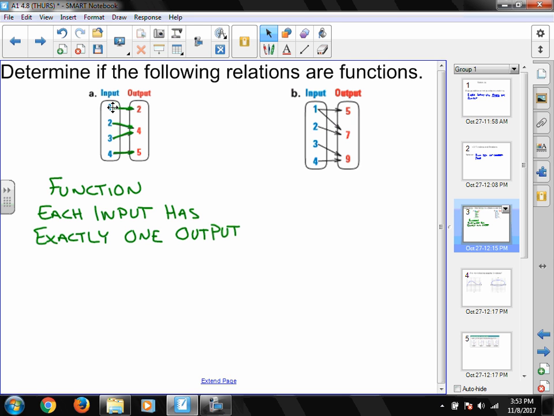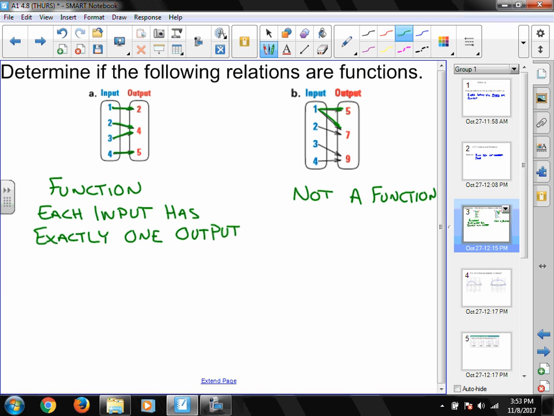So if we look at problem B here, we see that 1 goes to 5 and 1 goes to 7. Right there, that's enough for us to say, whoa, we got a problem. So this is not a function, because the number 1 has 2 outputs.